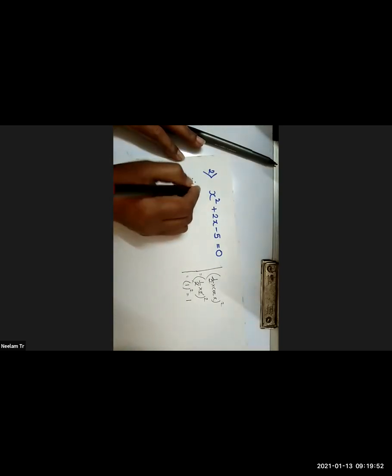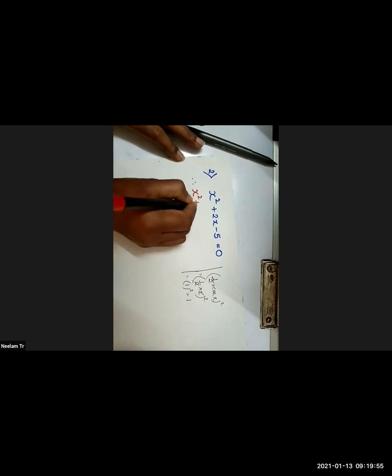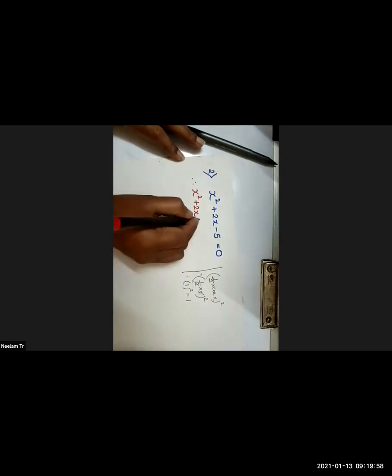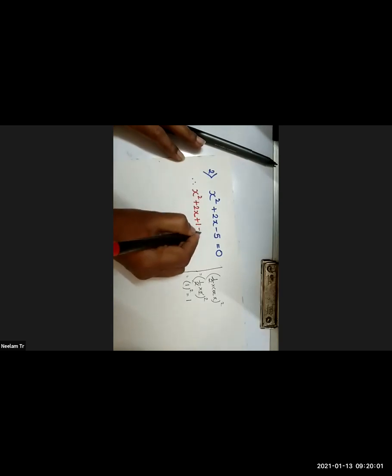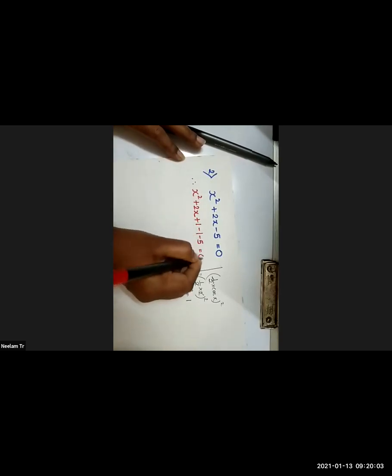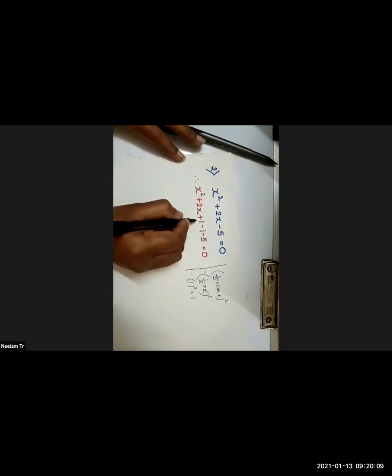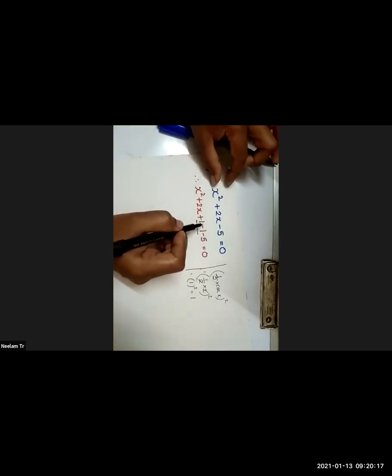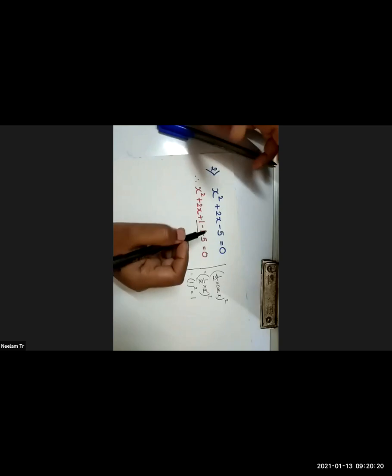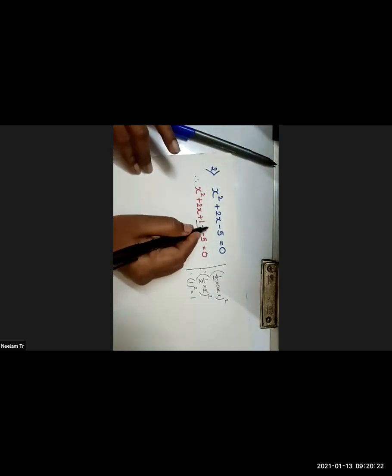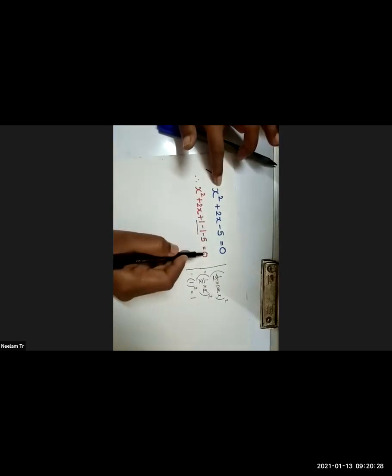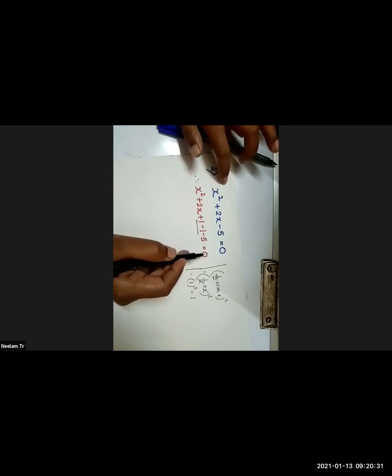So what you'll do? x square plus 2x, one time you are going to add 1, and then minus 1 minus 5 is equal to 0. I hope you all know why we are doing this. Plus 1 and minus 1. After doing this, will it affect my equation? No, it is not going to affect, because both will cancel out and you will get x square plus 2x minus 5 is equal to 0. This is not going to disturb my equation.